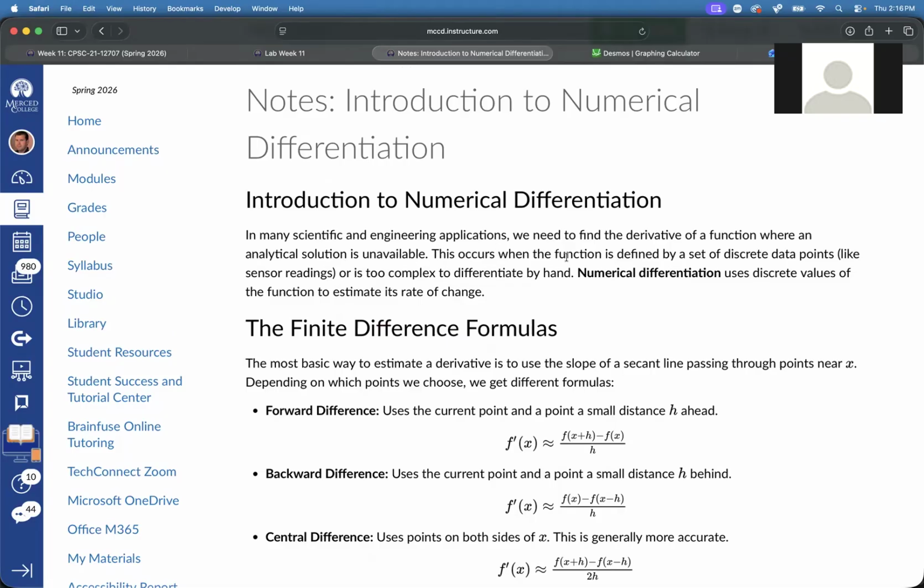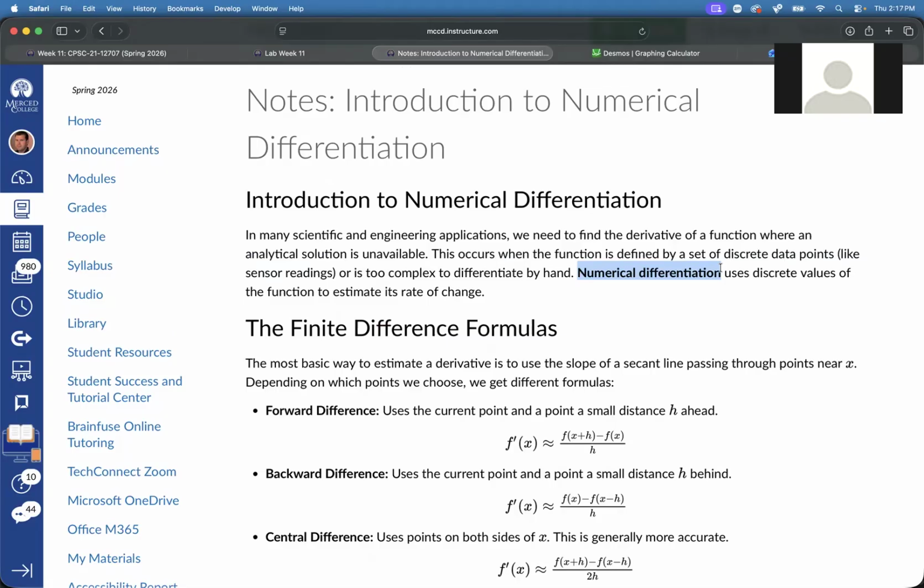It says this occurs when the function is defined by a set of discrete data points, like sensor readings. That's also a big deal, right? If you collect a bunch of data that represents your function, then you don't know what the function is as a formula. So you can't possibly take the derivative of that. If you don't have it written out, you can't take a derivative. But if you have data, we can still crunch the numbers, okay? So numerical differentiation is going to use discrete values of the function to estimate its rate of change.